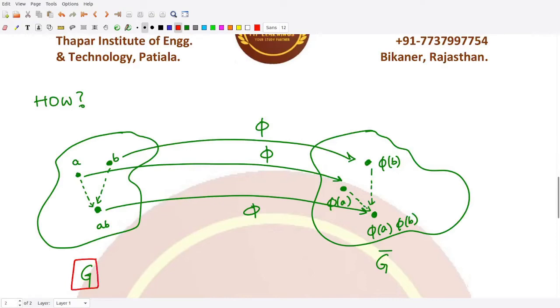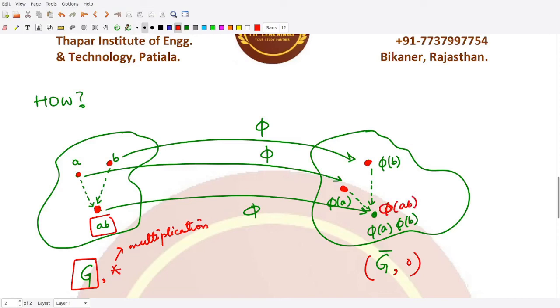We have some group G, a set equipped with some group operation star. This is another group equipped with some group operation circle, right? Suppose we take two elements A and B within this group G. Then we compose these two elements. Suppose this operation is multiplication only, right? Multiplying A and B, we have another element which is AB. Now under this mapping phi, the element A would go to phi of A, the element B would go to phi of B, and the third element AB would go to phi of AB, right?